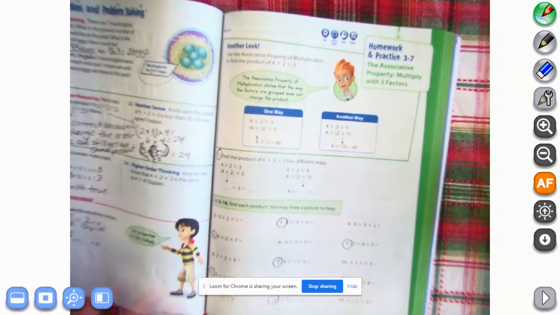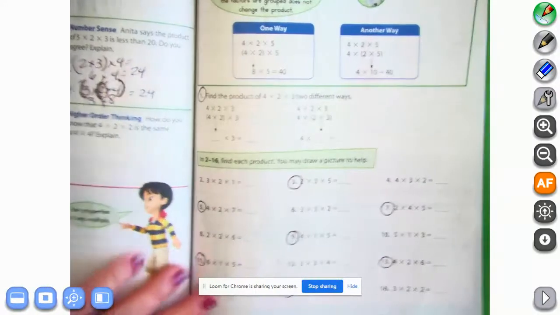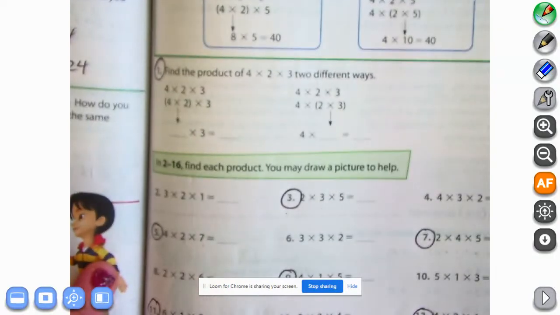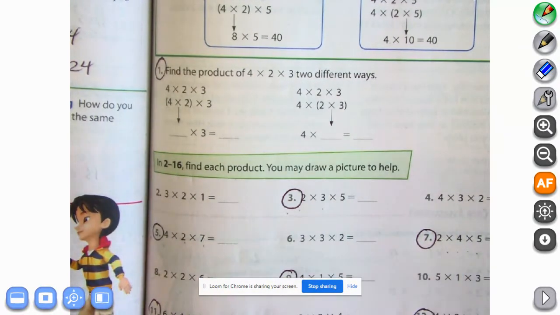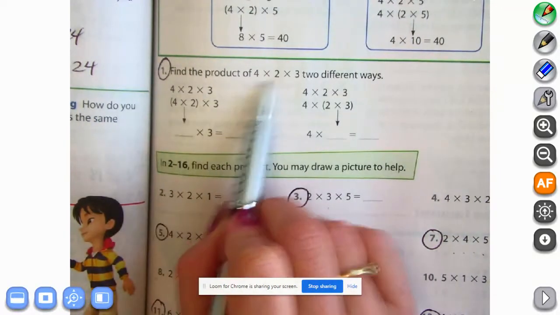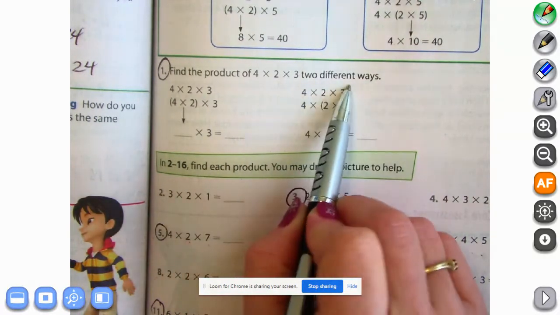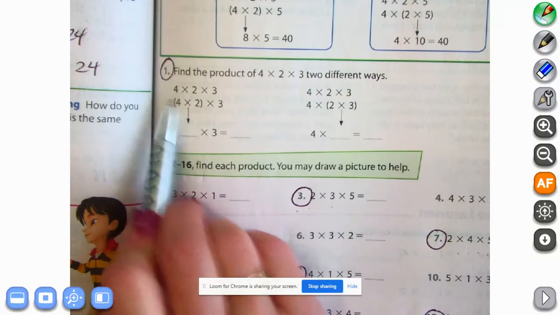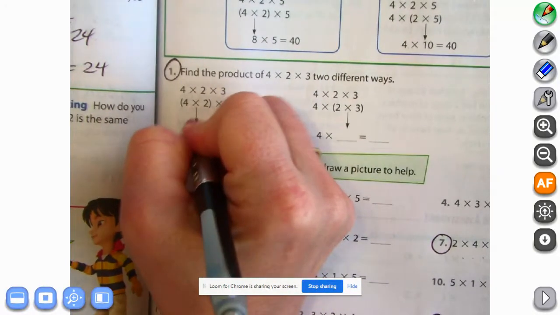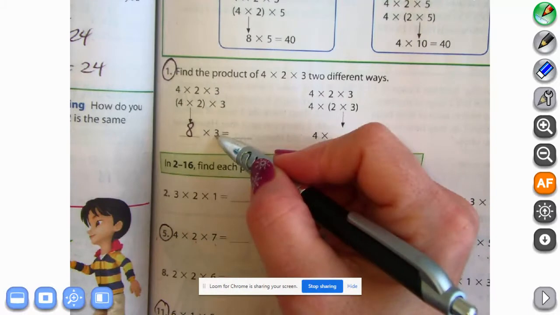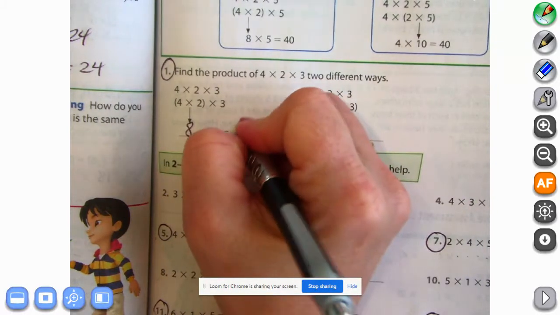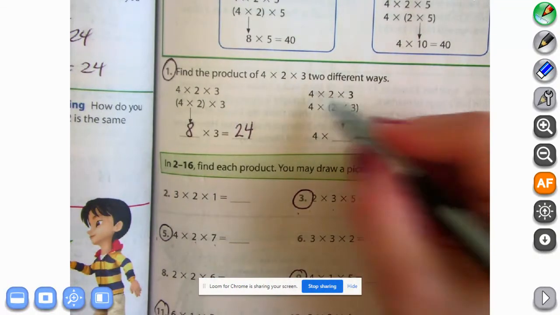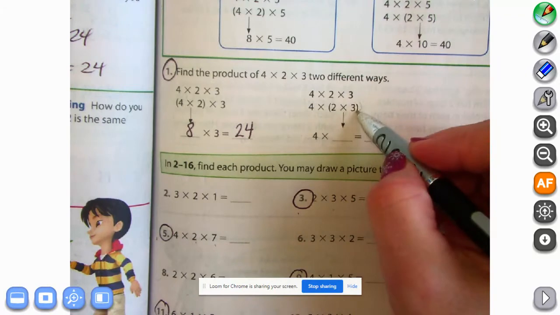All right. Page 149. So we did the odds yesterday. So we're going to correct those answers. All right, it says, find the product of 4 times 2 times 3 two different ways. One way would be put the parentheses around the first two numbers, 4 times 2, which equals 8, times 3. 8 times 3 is 24.